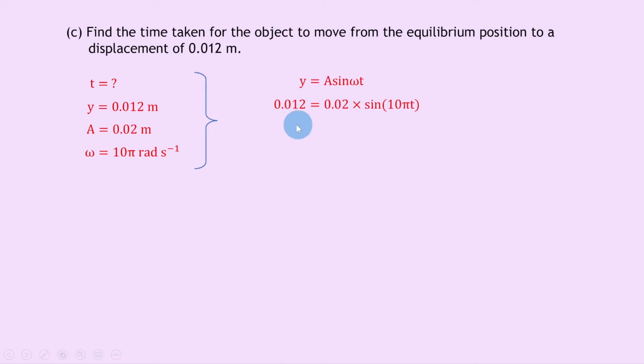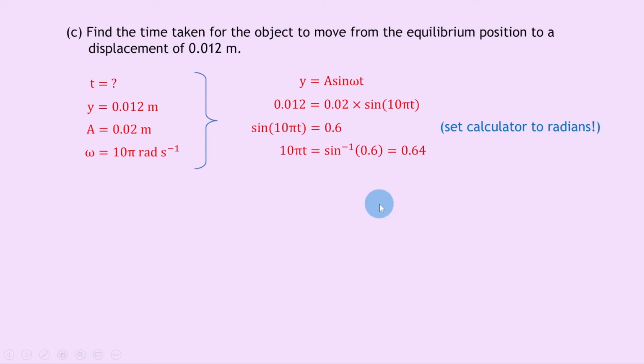Substituting in the numbers gives 0.012 equals 0.02 times sine of 10 pi t, and then dividing both sides by 0.02, we get sine of 10 pi t equals 0.6, and to get t on its own we need to take the inverse sine of both sides, but remember we need to make sure our calculator is in radians mode to do this. So we make sure the calculator is in radians mode, and then we can take inverse sine of both sides to get 10 pi t equals sine to the minus 1 of 0.6, which is equal to 0.64. And then dividing both sides by 10 pi, we get t equals 0.02 seconds.